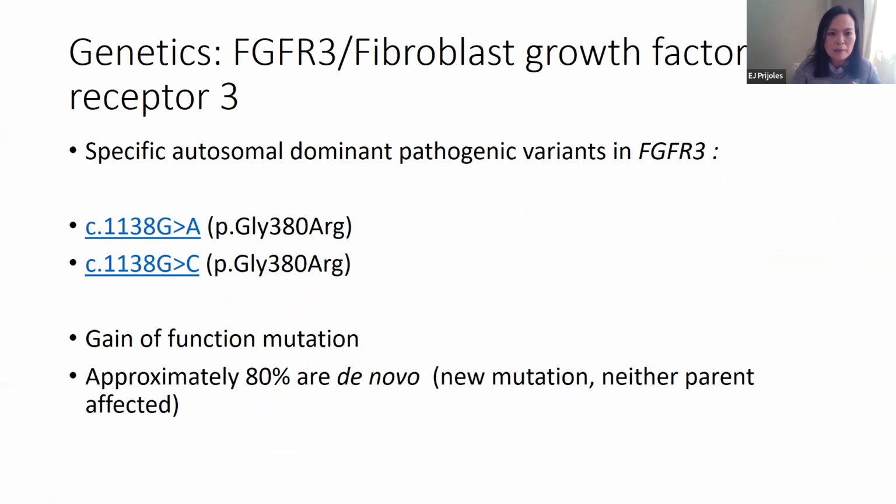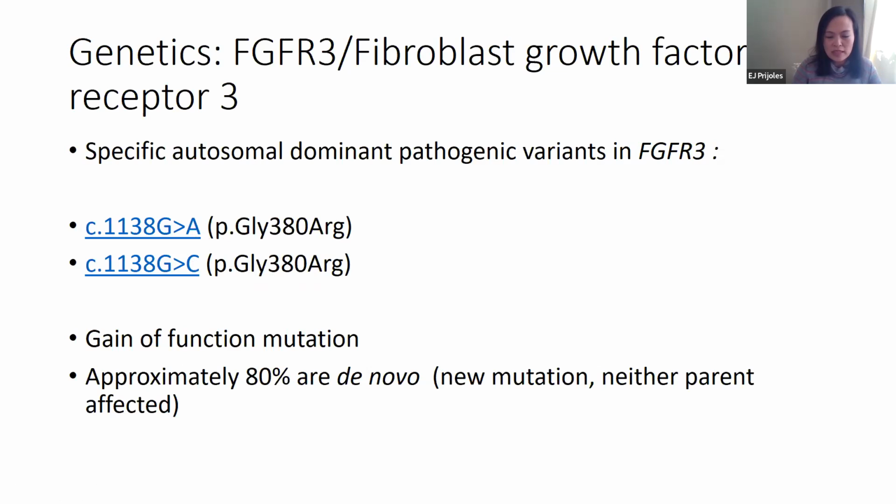Achondroplasia is caused by autosomal dominant pathogenic variants in FGFR3. That's fibroblast growth factor receptor 3. And it's typically caused by a single nucleotide change, the first one being the more common one, and the second here, both leading to the same amino acid change, causing a gain of function and achondroplasia.